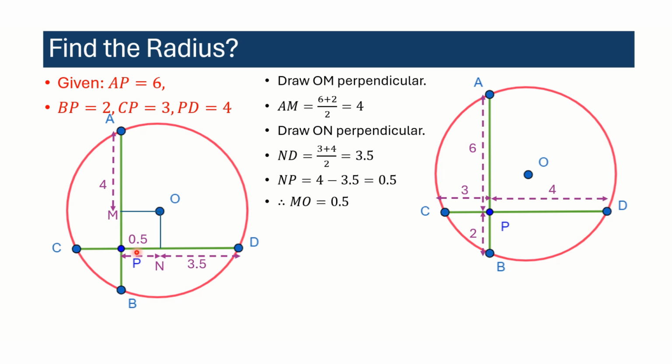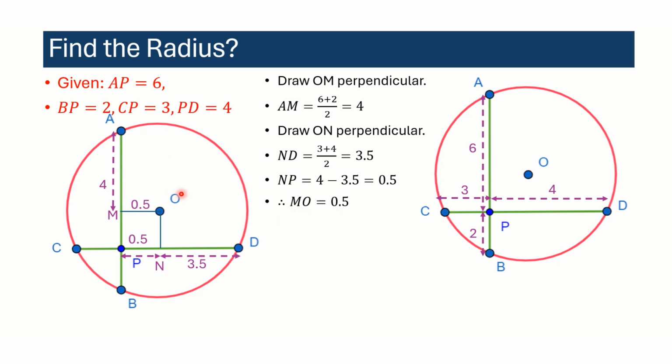Now if you consider this MPNO, this is basically a rectangle. You can show this because this is perpendicular and this is also perpendicular. This means this is 90 degrees, 90 degrees, 90 degrees. So the other angle has to be 90 degrees. This means this is a rectangle. This means if this length is 0.5 units, MO will also be equal to 0.5 units. So now I know MO is equal to 0.5 units.